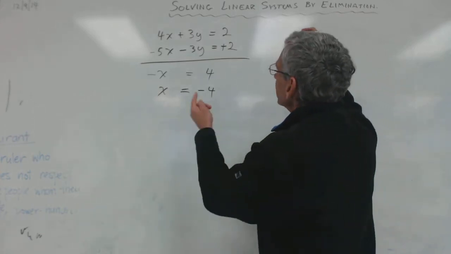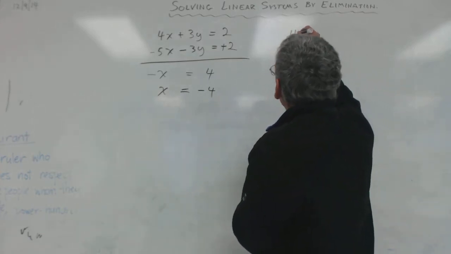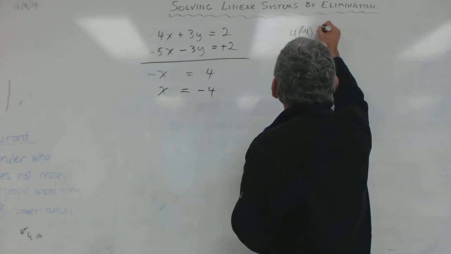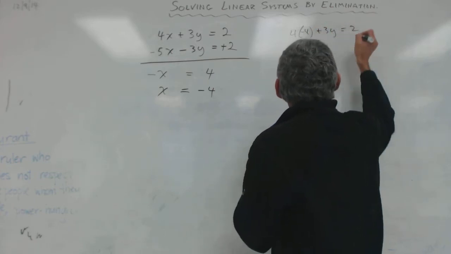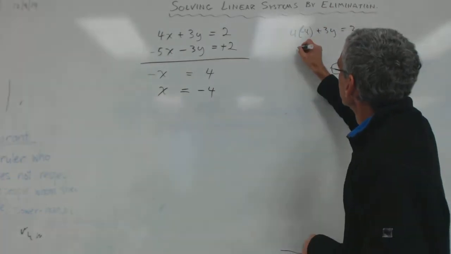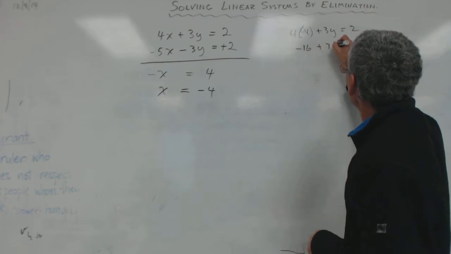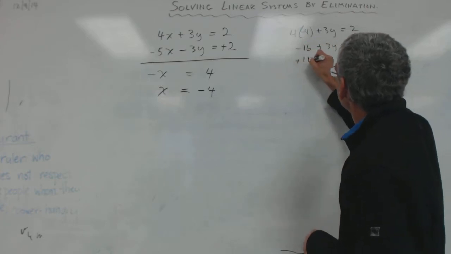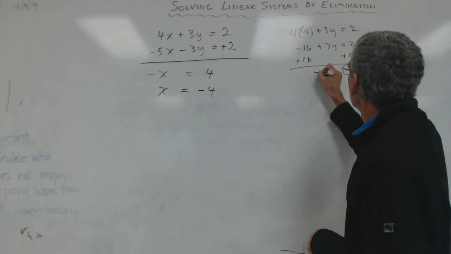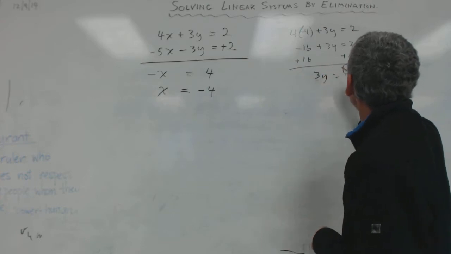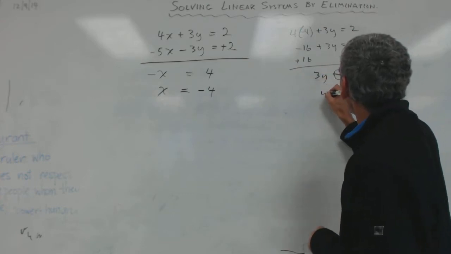Quickly finish this. I'll just use the top one because it's easier: 4 times negative 4 plus 3y equals 2. So what's this? Negative 16 plus 3y is equal to 2. Add 16, add 16. 3y is equal to 18. So divide by 3, y is equal to 6.